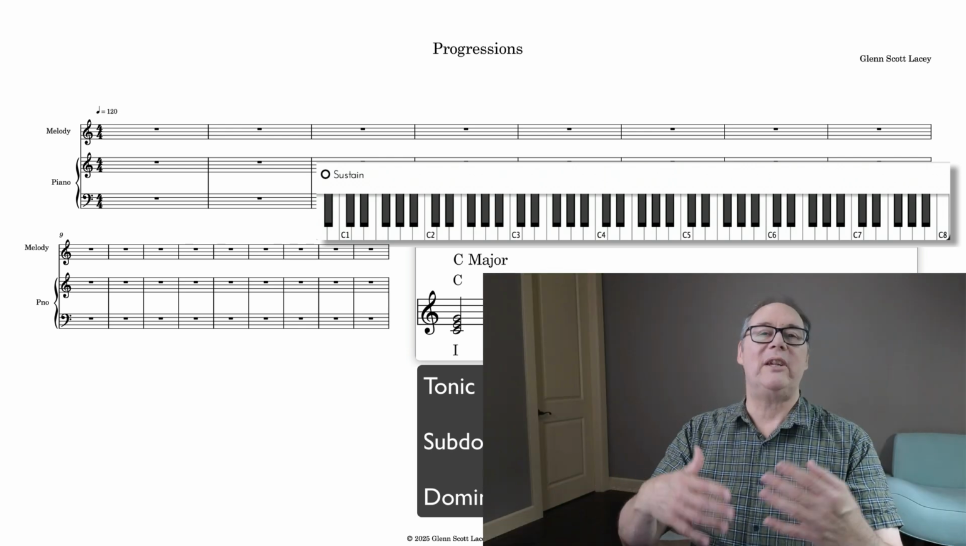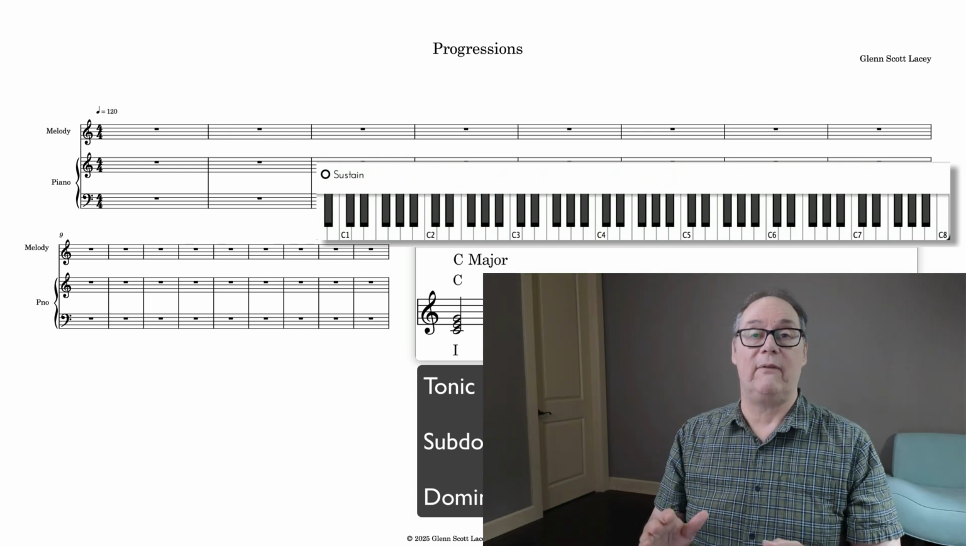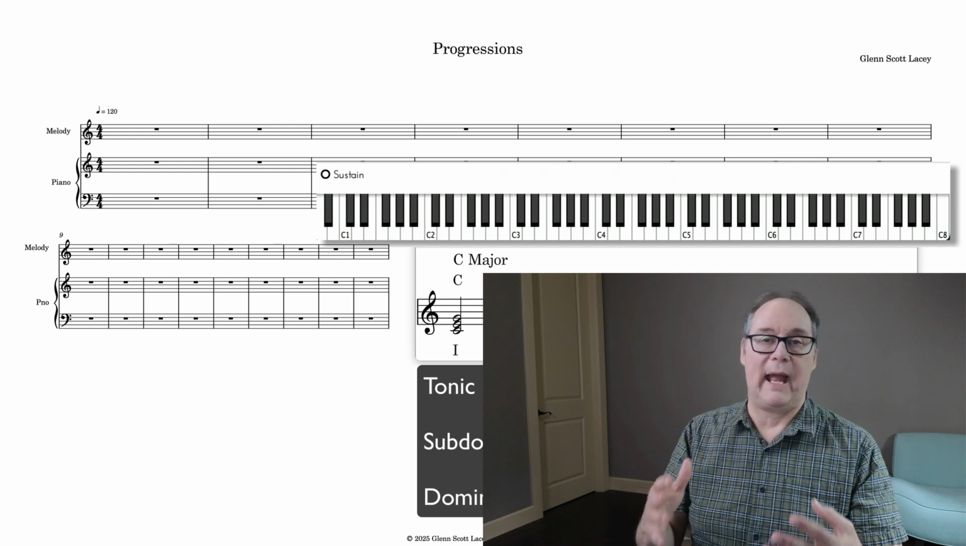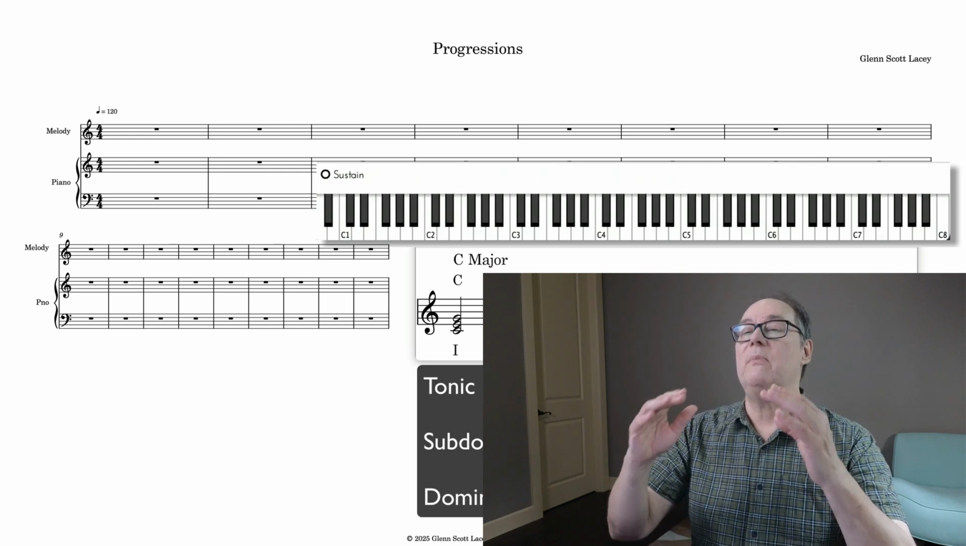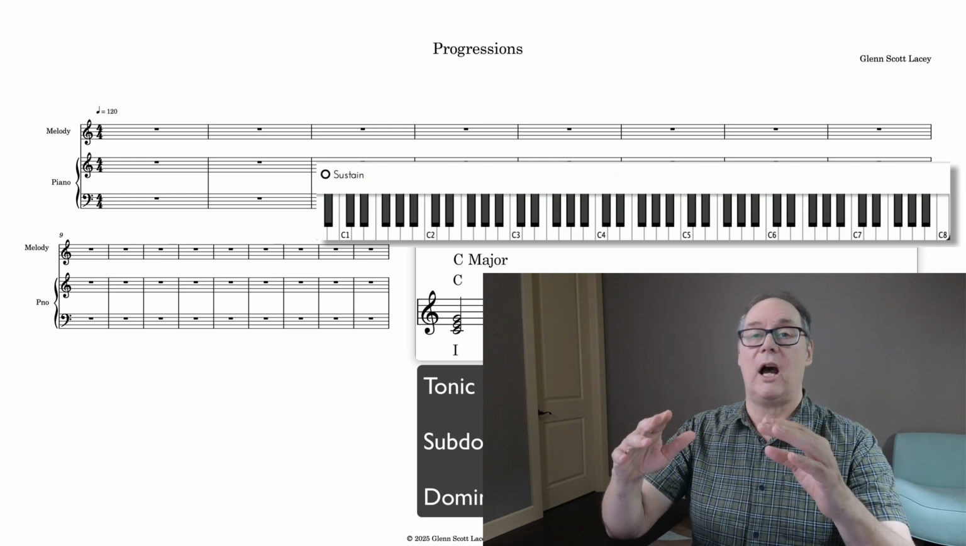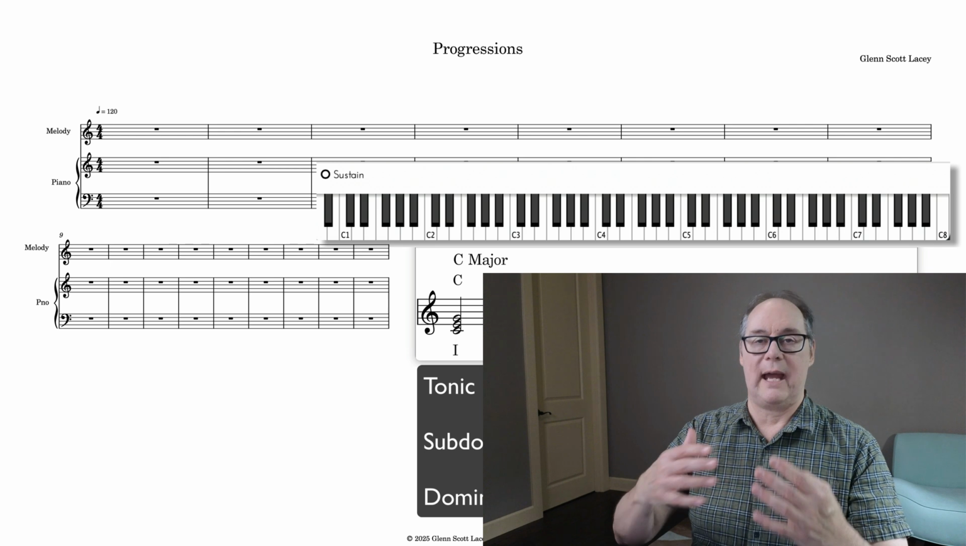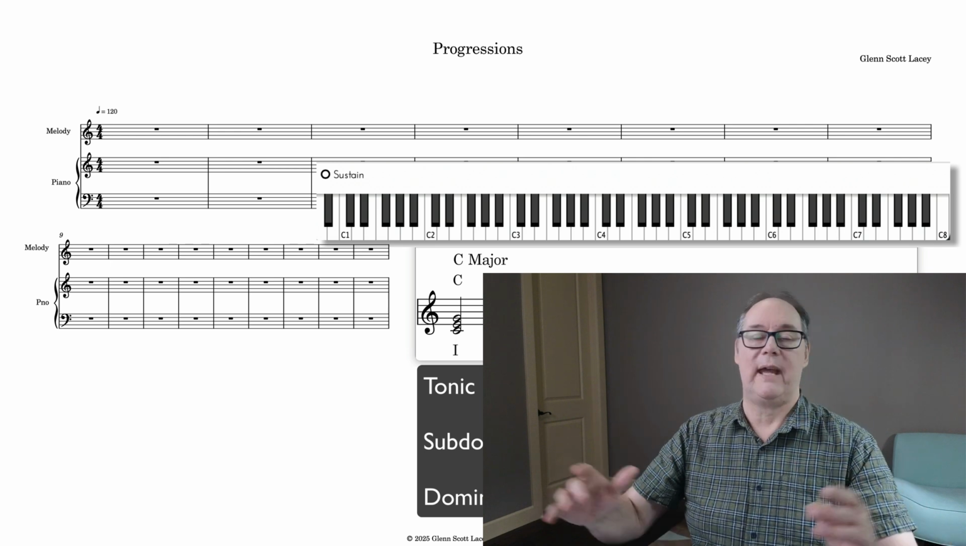So now we've just scratched the surface of what functional harmony is, but the main takeaway is that each chord has a function. And as we move through the different categories, tonic, subdominant, and dominant, we see a logic to that progression. We see the journey that happens.